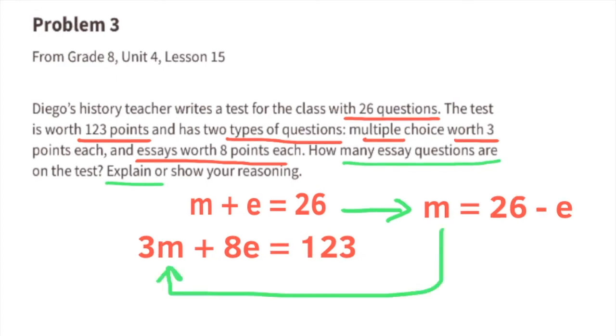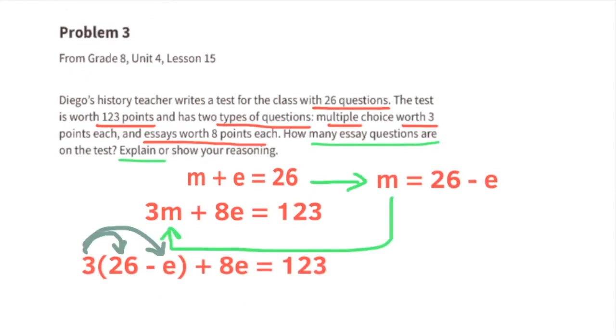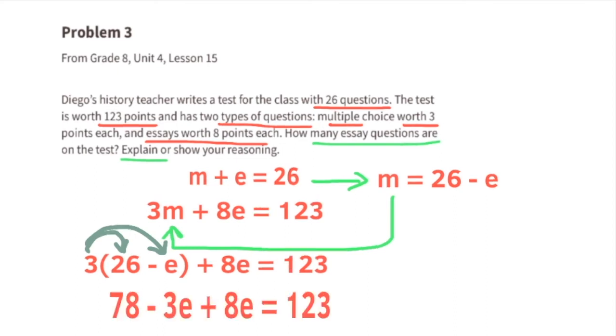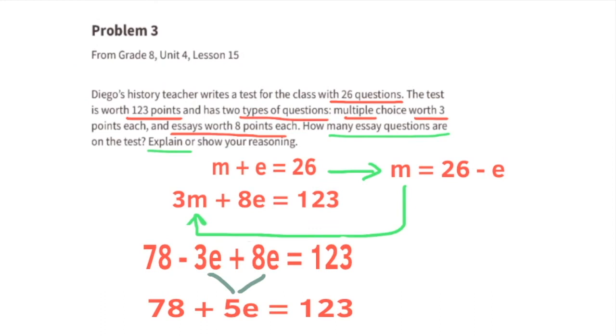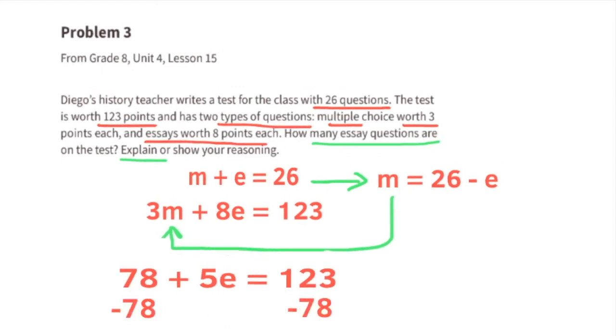So now that we know what m equals, we can substitute 26 minus e where the m is in this second equation. The new equation reads 3 times 26 minus e plus 8e equals 123. Use the distributive property and multiply 3 times 26 and 3 times minus e. We need to collect like terms. Negative 3e plus 8e, that's the same thing as 8e minus 3e, or 5e. Since we're solving for e, we need to subtract 78 from both sides. That leaves us with 5e equals 45.